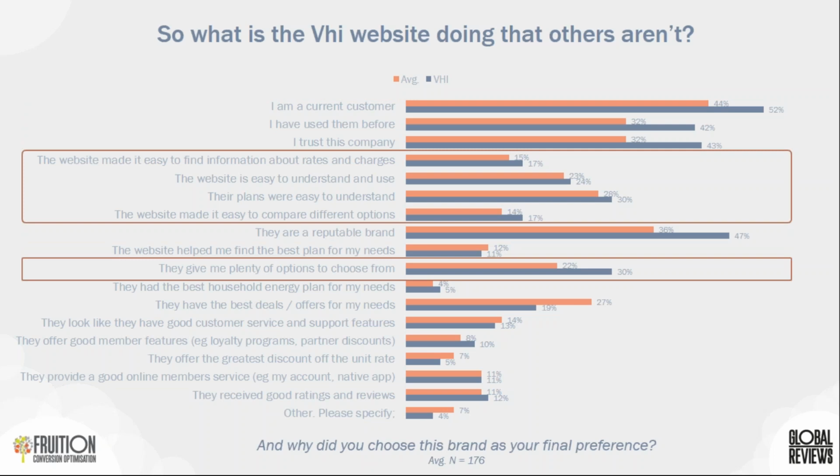So the website made it easy to find information about rates and charges. They're leading by 2% against the average. It's easier to understand. There's a 1% difference there. Their plans were easy to understand, a 2% difference there.